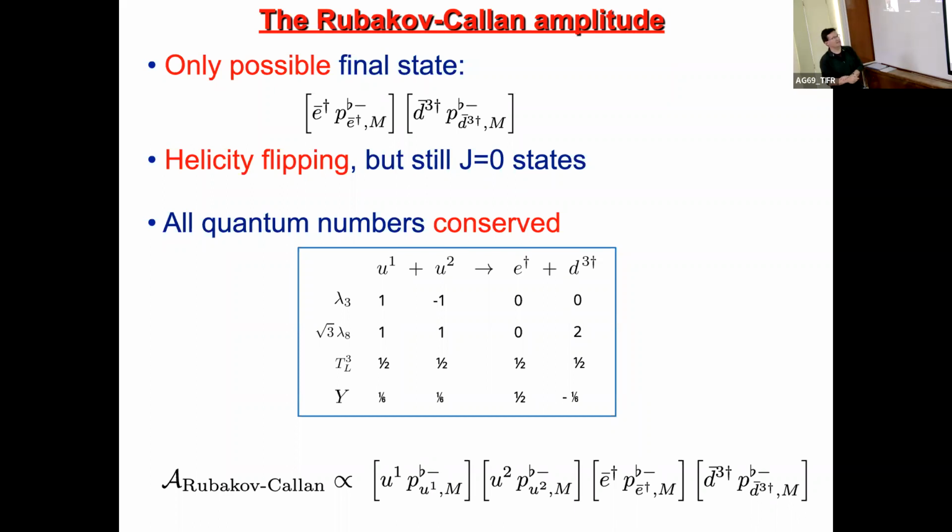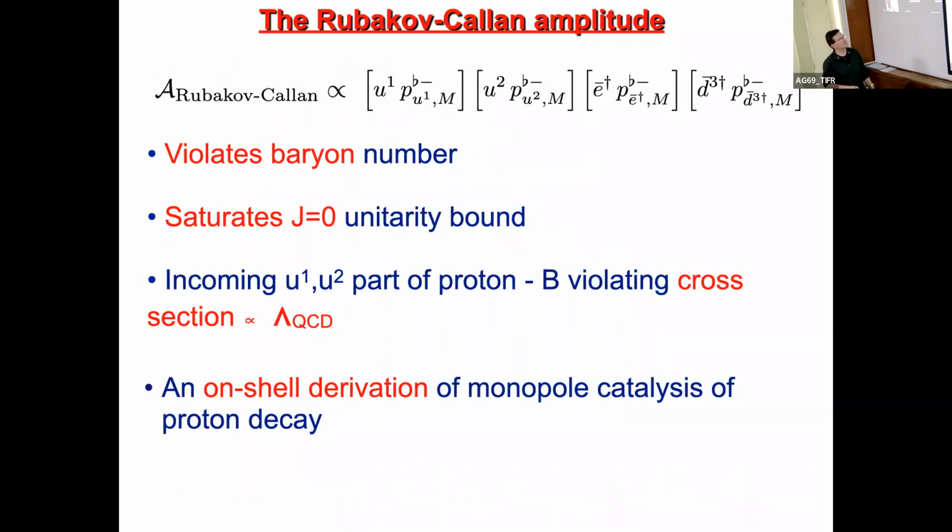And in this case, all the gauge quantum numbers are going to be preserved. Of course, the global quantum numbers, like baryon number, will not be preserved. So you will get this very famous expression for the Rubakov-Callan scattering amplitude, where you scatter a proton on a magnetic monopole, and you get a baryon number violating process. Okay, and because again, this is the only amplitude that is allowed, etc.